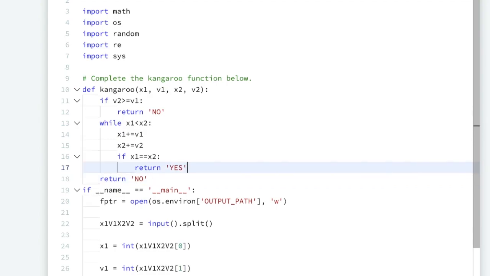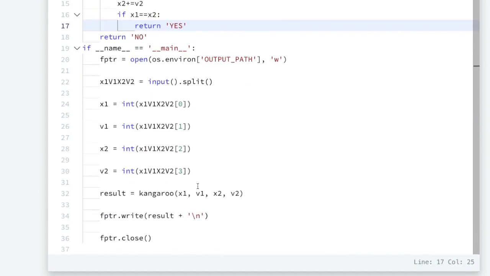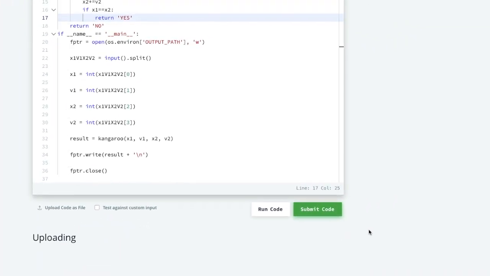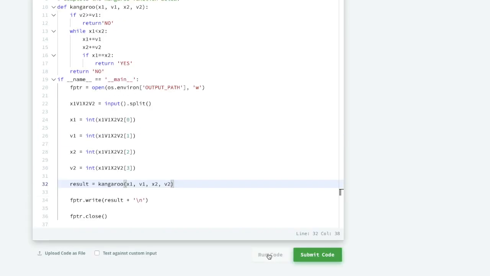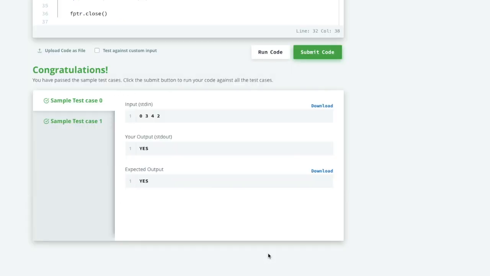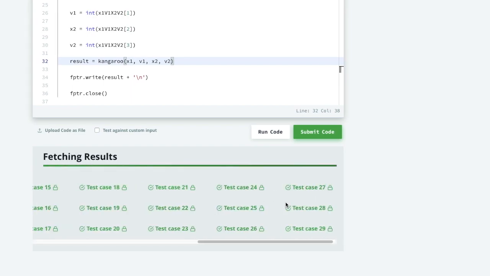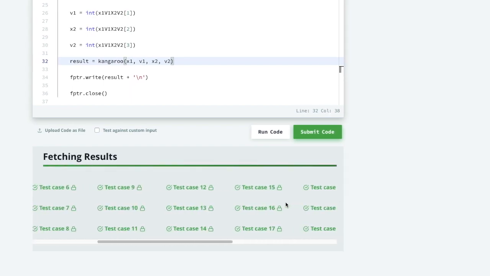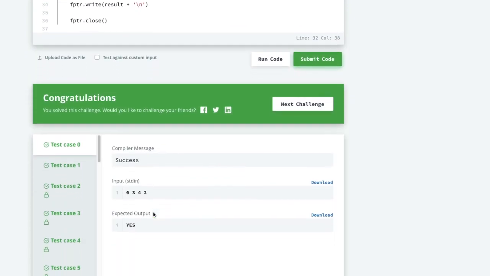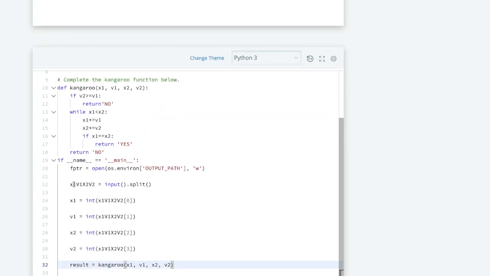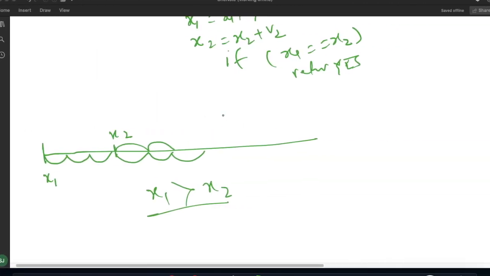So we are done. So let us try to run this code. Run this code. So you can see here it is passing all the sample test cases. Let me submit this code. So you can see here there are 29 test cases. So congratulations, we are done with all the hidden test cases. So this was one approach. So now let me explain another approach.